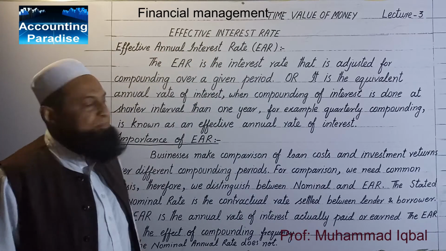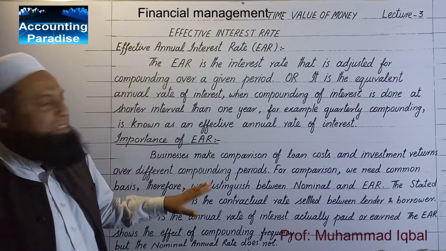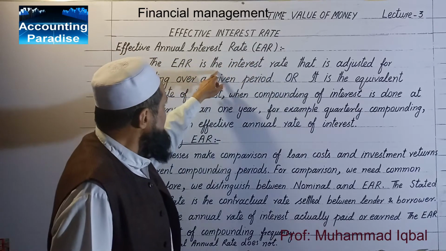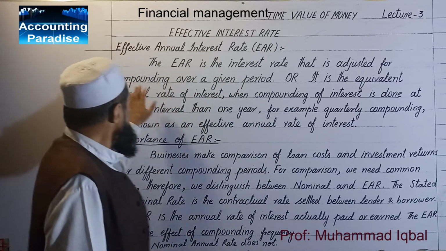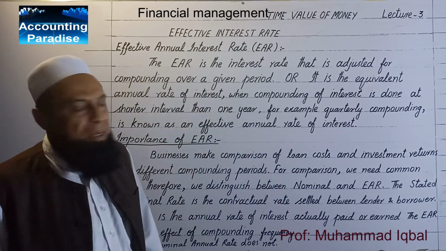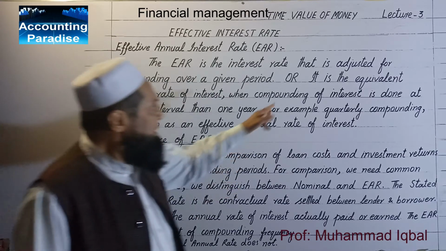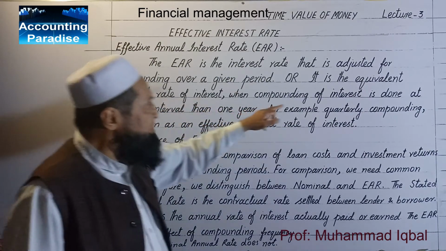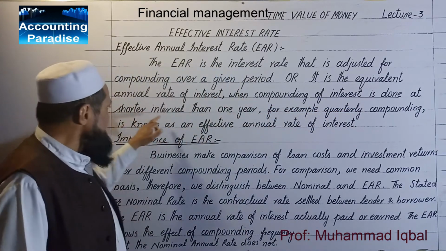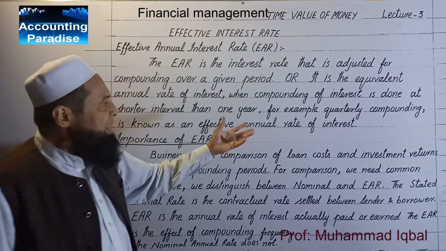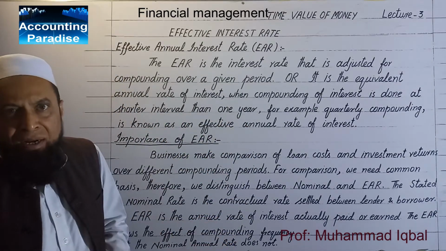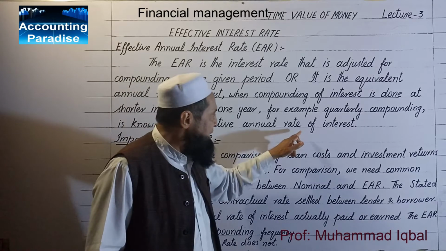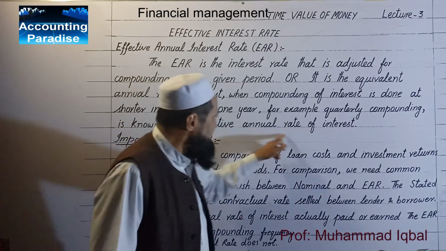Effective interest rate. It is the main topic of this lecture. Effective annual interest rate, EAR, is the interest rate that is adjusted for compounding over a given period. You can understand it in this way. It is the equivalent annual rate of interest when compounding of interest is done at shorter interval than 1 year. For example, quarterly compounding, semi-annual compounding, monthly compounding is known as an effective annual rate of interest.